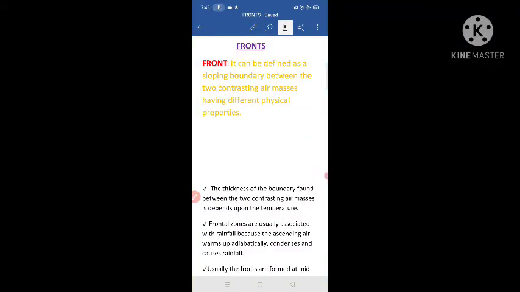In this video, we will try to understand what fronts are and how they are formed. Let's start. Basically, what is a front and how is it formed? A front is defined as a sloping boundary between two contrasting air masses having different physical properties. This means that whenever two air masses move in opposite directions, they will meet at a certain point.